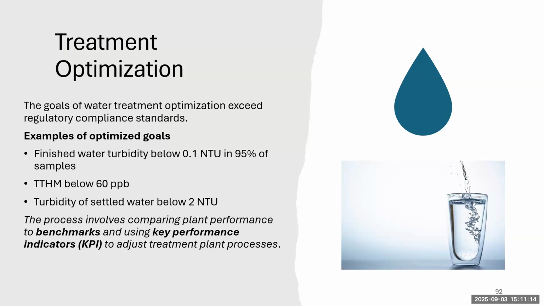So what we're doing is, to get there, we're going to compare our plant performance with some benchmarks and develop some key things that we want to measure to let us know if we're getting closer to that goal. For example, if we want to achieve a goal of 60 parts per billion total trihalomethanes, that's our benchmark. One of the key performance indicators might be the level of total organic carbon that we're removing in our process.